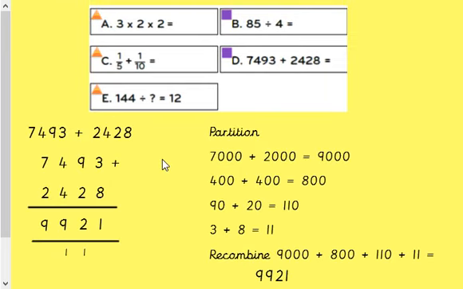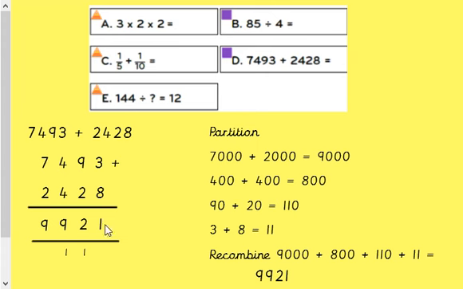The final part of our mental warm-up this morning, we've got question D, and it's a straightforward addition question: 7,493 plus 2,428. So the first method would be the standard method of addition, sorry, not division. What I want you to do then is to line up your columns. Most of us are familiar with this, so it shouldn't be a problem.